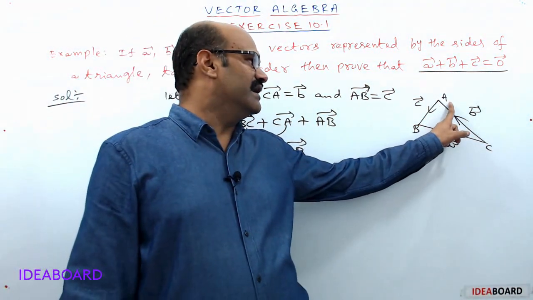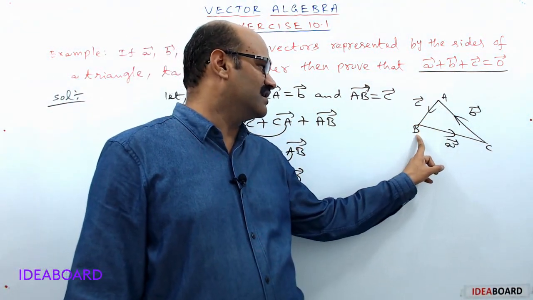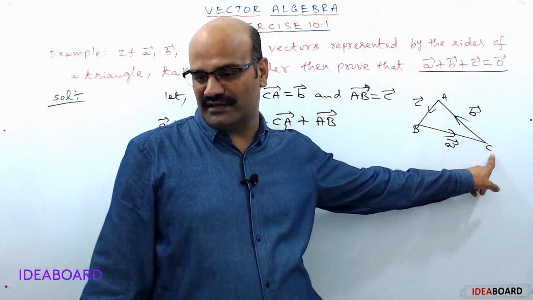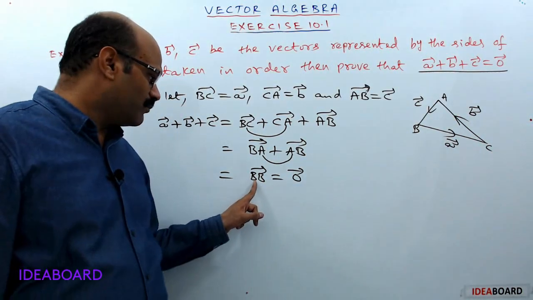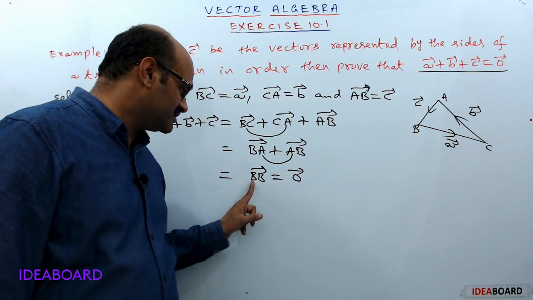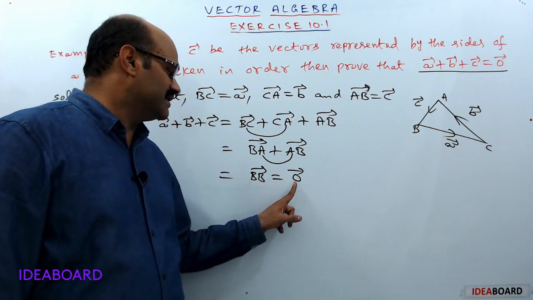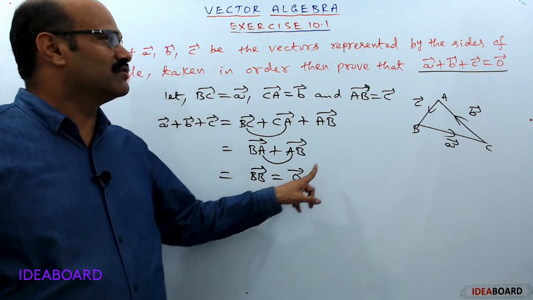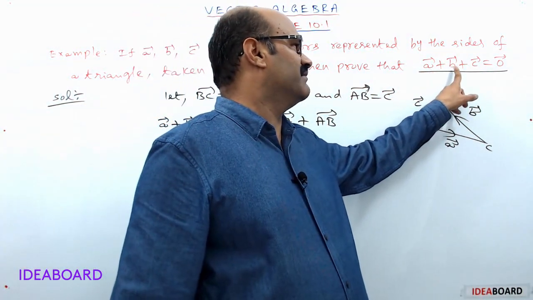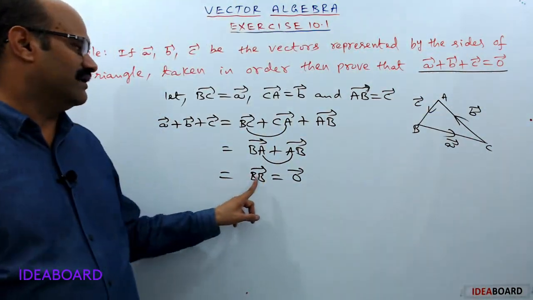In triangle ABC, AA vector is a null vector, BB vector is a null vector, CC vector is a null vector. When the initial point and the terminal point coincide, that vector is said to be the null vector. So we proved that A vector plus B vector plus C vector equals the null vector.